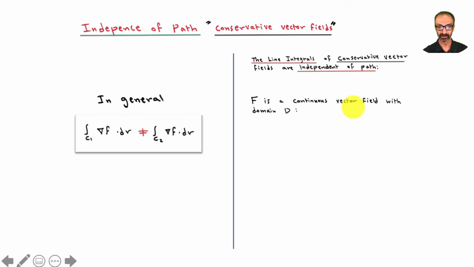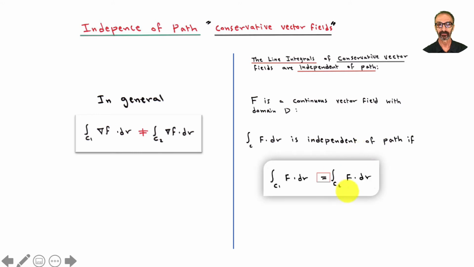F is a continuous vector field with domain D. Then the line integral is independent of path if that is equal to this. That's not happening in general, but that happens where? For conservative vector fields. That's one thing. We're going to keep that in mind. So if you go from A to B along C1 or from A to B along C2, a different path, you'll have the same answer. That's under conservative vector fields.